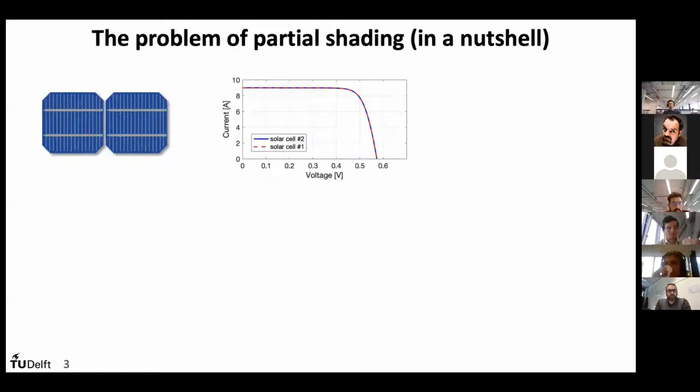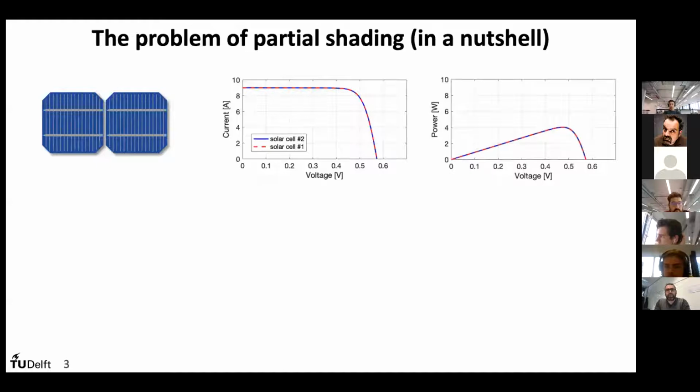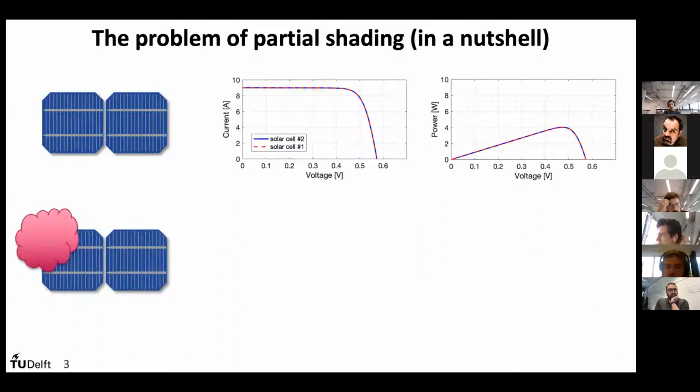The IV curve shows the current that is generated by the solar cells for different operating voltages. As you can see, for the two solar cells under the same irradiation, we have practically the same IV curve. So it means that both of them can generate the same power. And in this specific case, it is a maximum power of around 4 watts for each cell. But what if one of the cells is shaded?